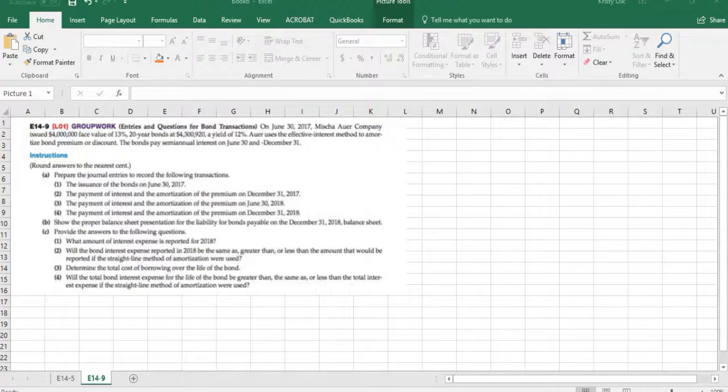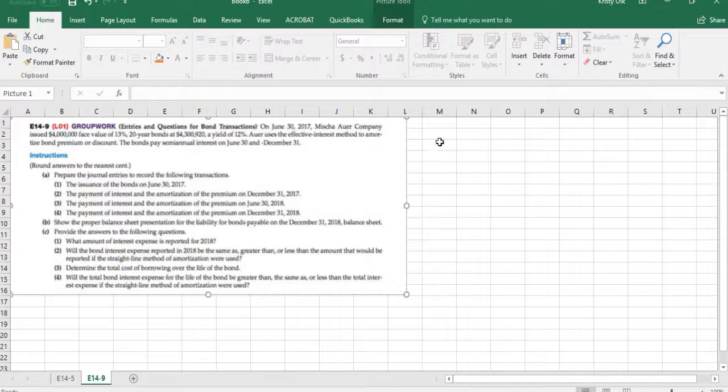And it says that on June 30th, 2017, Misha, our company, issued $4 million face value of 13%, 20-year bonds at $4,300,920, a yield of 12%. Our company uses the effective interest rate method to amortize bond premiums or discounts, and the bonds pay semi-annual interest on June 30th and December 31st. So we received in proceeds in excess of the amount of the bonds.